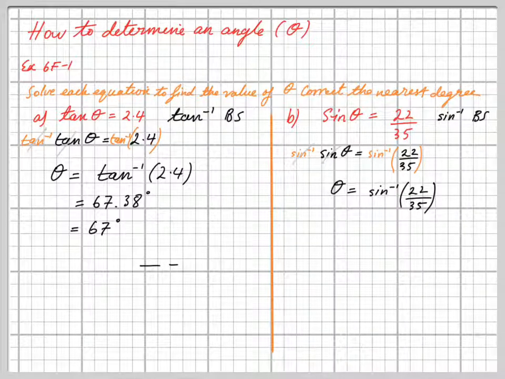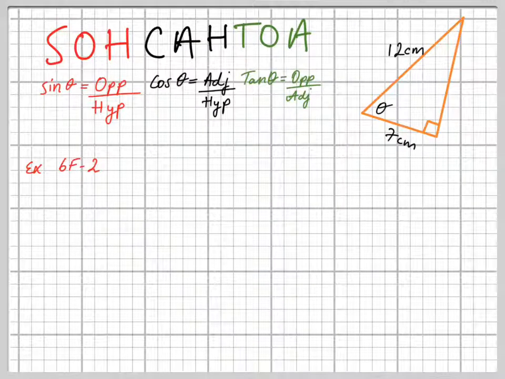And the answer to that, let's do it on the calculator, 22 divided by 35, closed, and that is equal to 38. So theta is equal to 38.94. Now, if we had to do that to the nearest degree, it's closer to 39 degrees, so the answer will be 39 degrees. Okay, now let's move on to the next question.